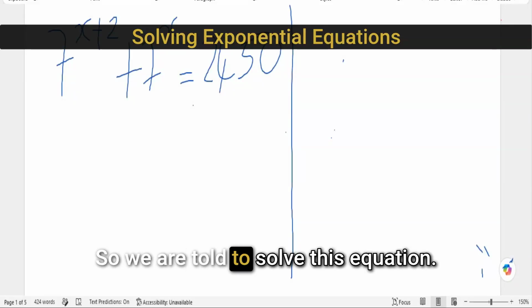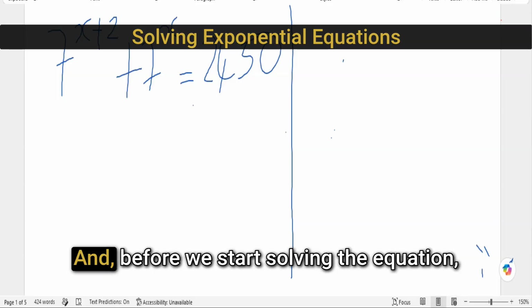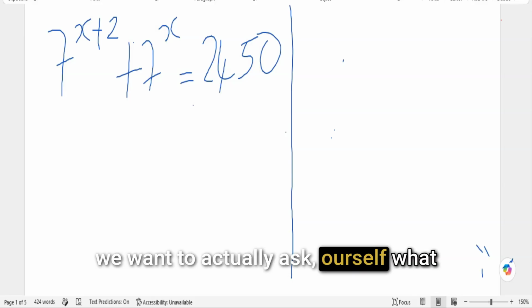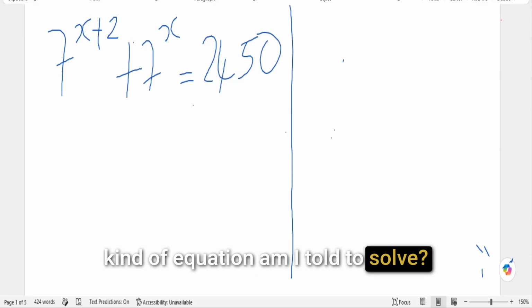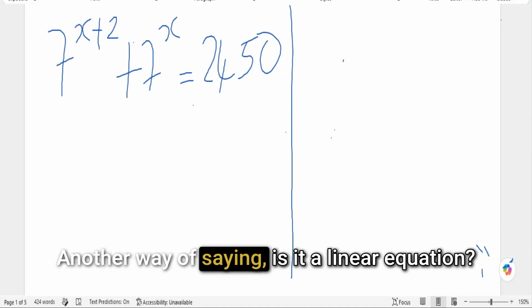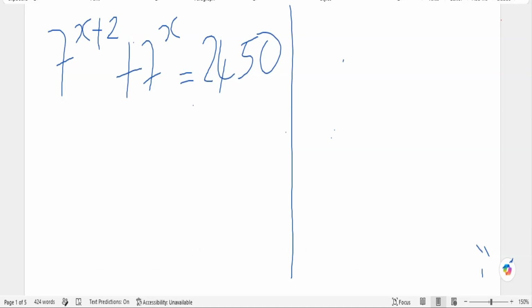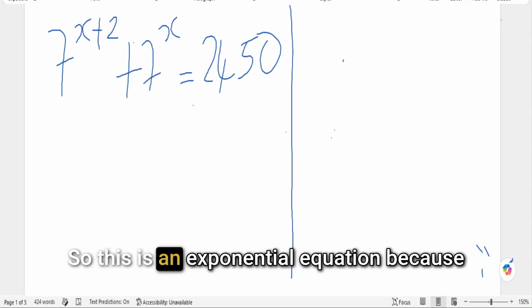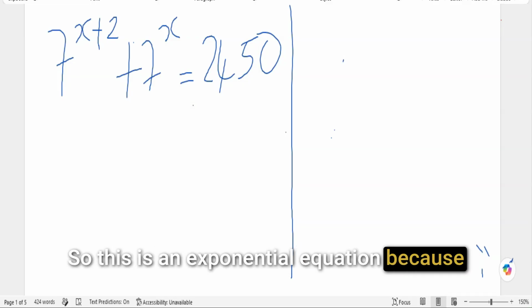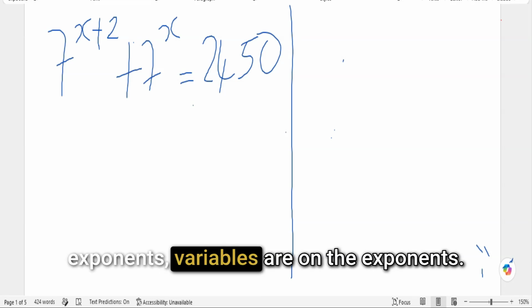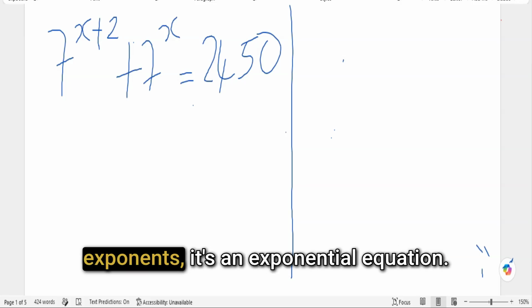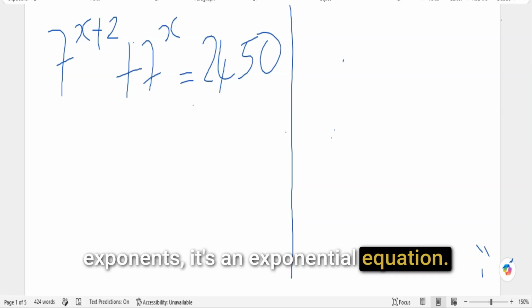So we are told to solve this equation. And before we start solving the equation, we want to actually ask ourselves, what kind of equation am I told to solve? Another way of saying, is it a linear equation, a quadratic equation, an exponential equation? Which kind of equation? So this is an exponential equation because variables are on the exponents.